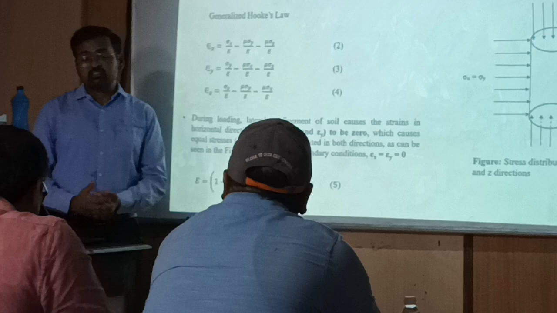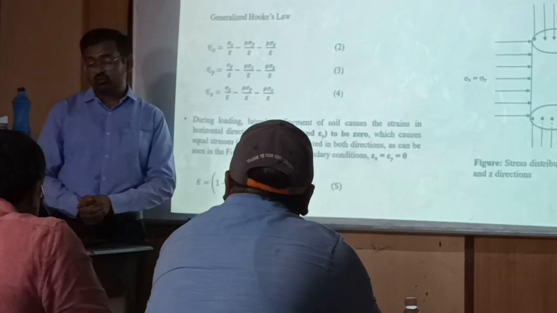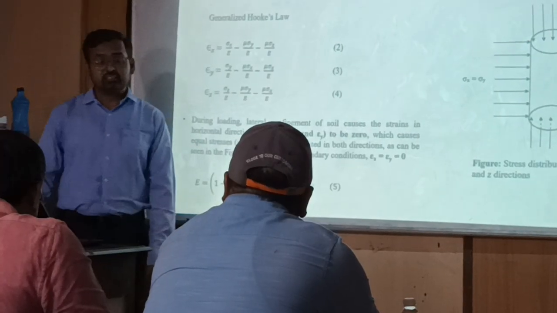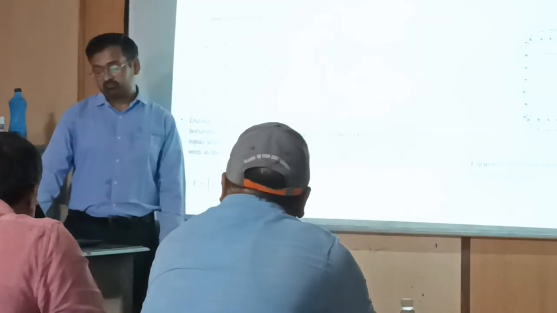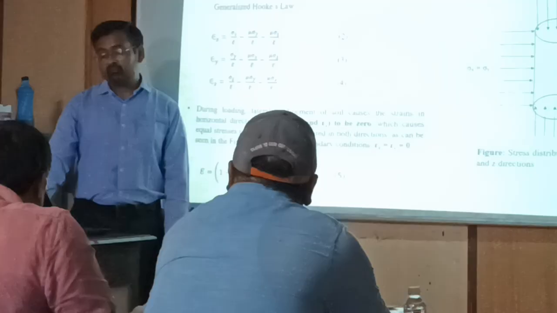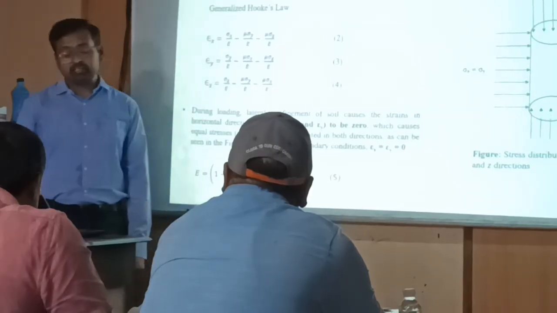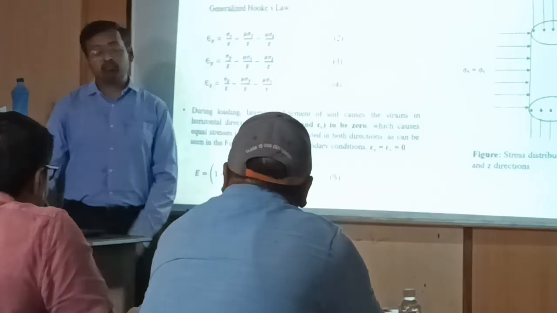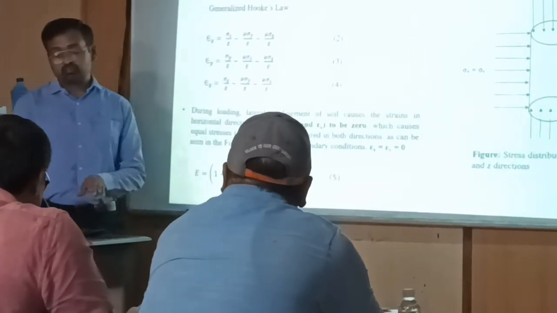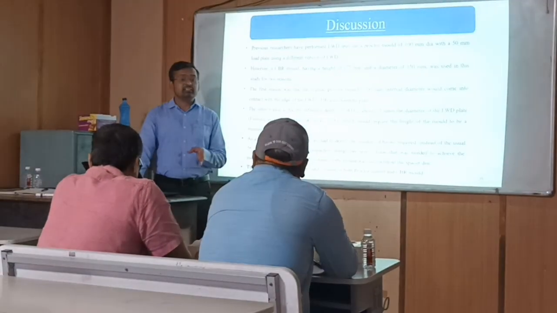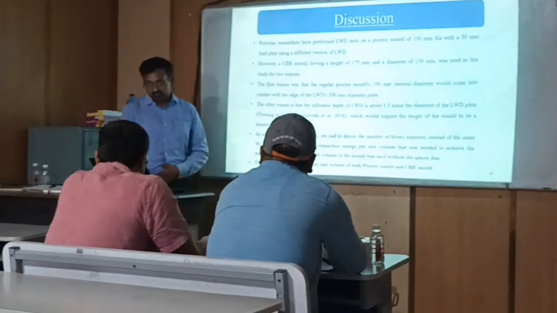Considering this boundary condition of strain in X and Y directions being zero, which we put in generalized Hooke's law, we derived this equation number 5, where E is the elastic modulus, mu is the Poisson ratio, h is the height of the mold, d is the diameter, and k is the ratio of force applied to the resulting deflection, F by delta. We have to do the test in the CBR mold, which we will discuss in this slide.